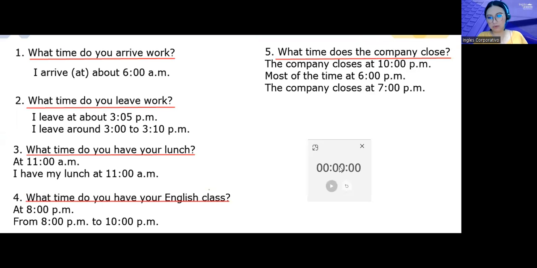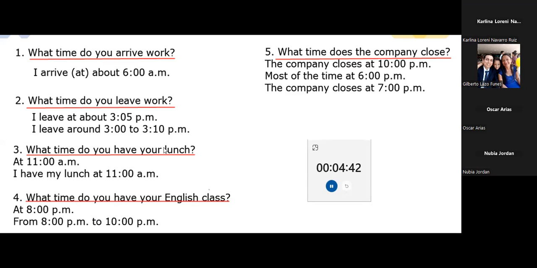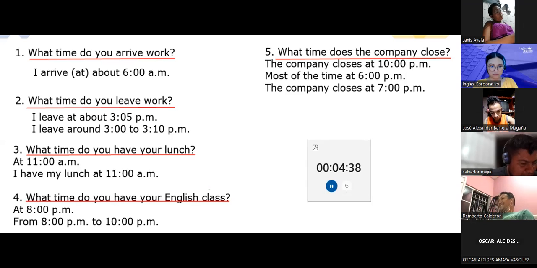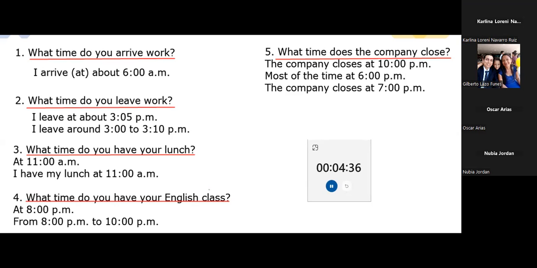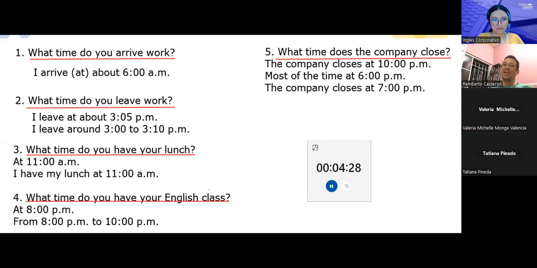Ok, ready. Empecemos con la práctica. En su cuaderno respondan en base a su información. Ok. Aquí vamos. 3, 2, and 1. Si tienen preguntas, aquí estamos para ayudarles. Go, please. All right. Complete those questions in your English notebook.